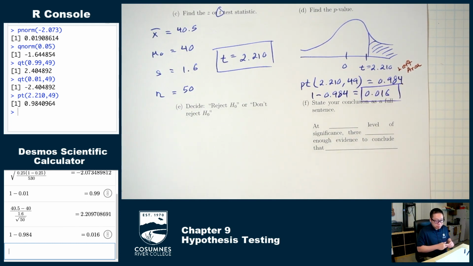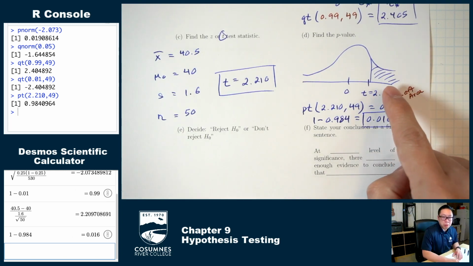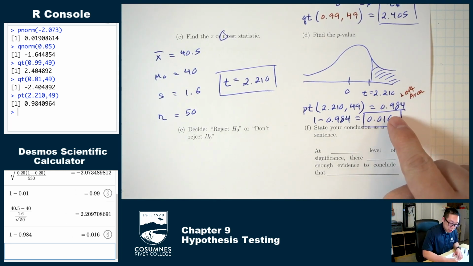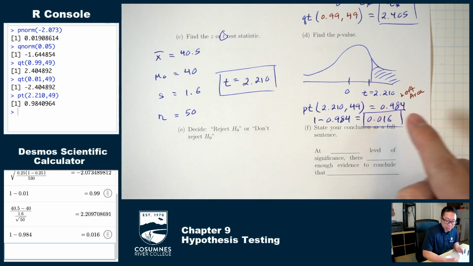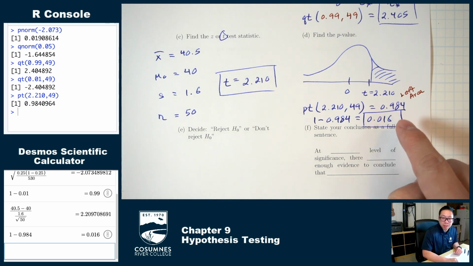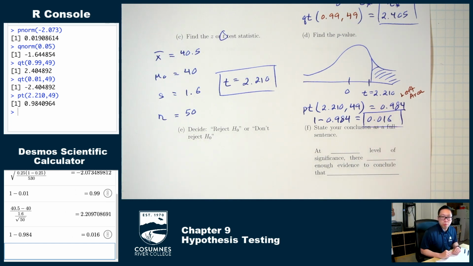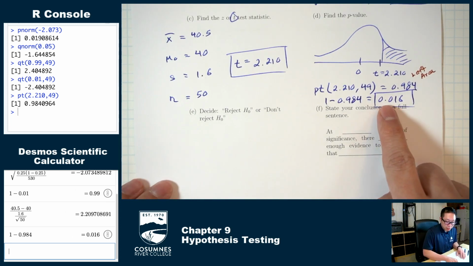And as a hint, we expect the p-values to be pretty small. So if you're getting an answer as big as 0.984, that's 98.4%, you probably did something wrong, which means you probably forgot the 1 minus. This is more like it, right?